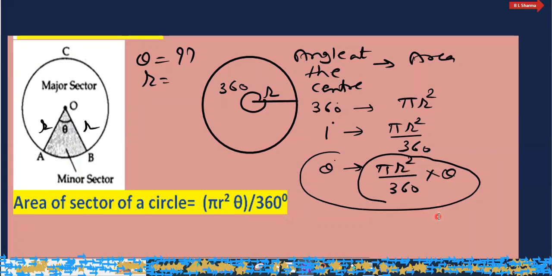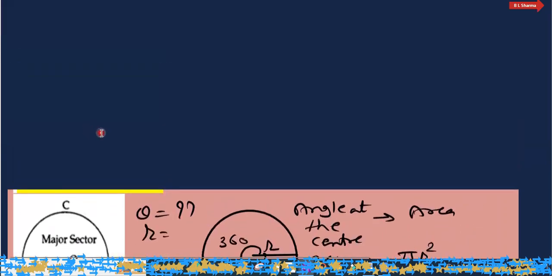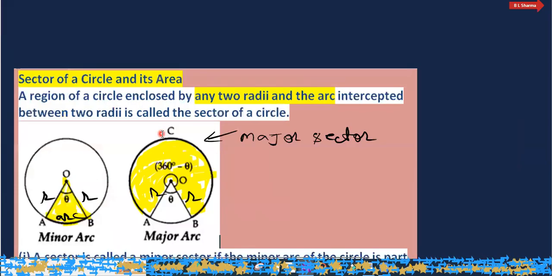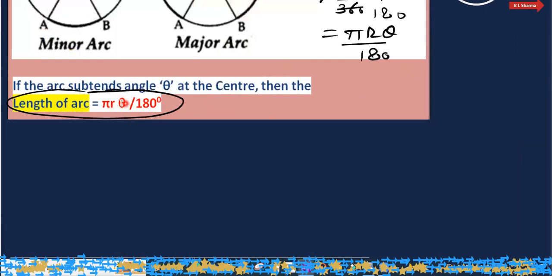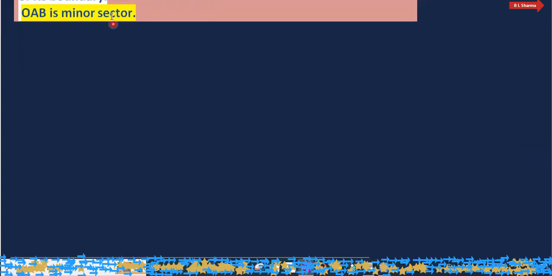एरिया ऑफ सेगमेंट सेक्टर के लिए हमें रेडियस चाहिए और एंगल एट द सेंटर चाहिए, मीन सेक्टर एंगल चाहिए. लेंथ ऑफ आर्क के लिए भी हमें रेडियस चाहिए और हमें एंगल एट द सेंटर चाहिए. अब देखिए इन दोनों में क्या रिलेशन है.